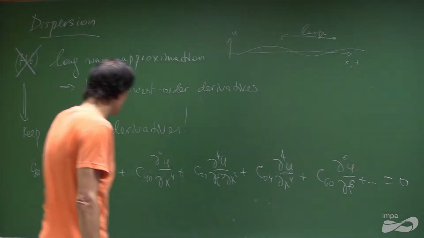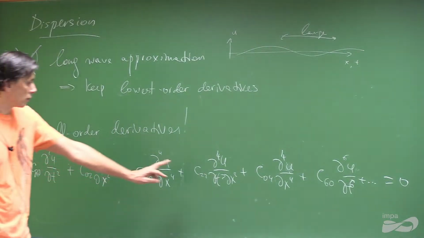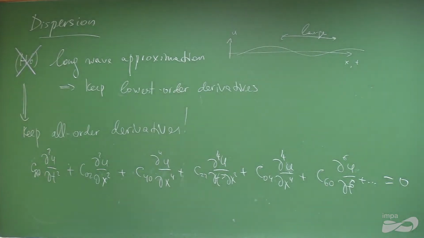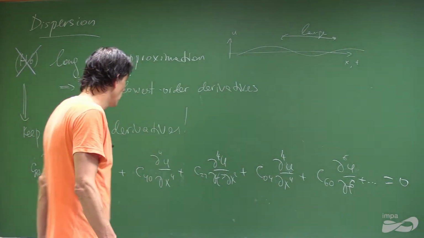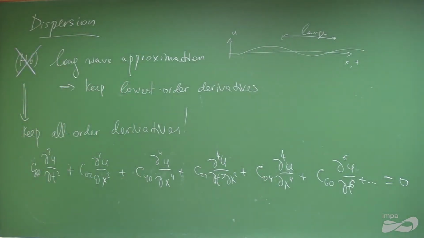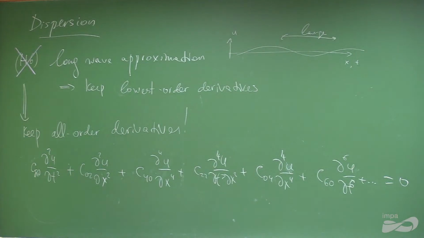So this is a general equation. We keep all the derivatives, but remember the derivatives are only even order because we still have the symmetry of space and time. Changing the sign of x and changing the sign of t should give the same equation. So only even order derivatives enter, but all of them. So that's a general equation when we remove the long wave approximation.